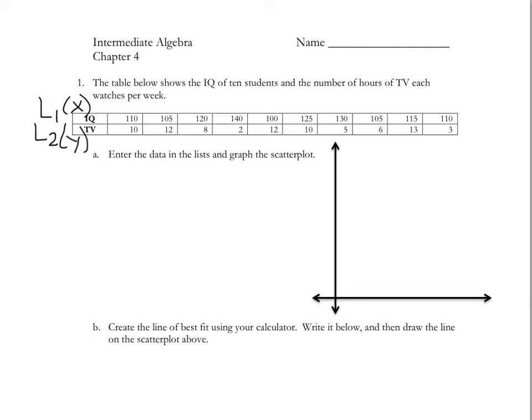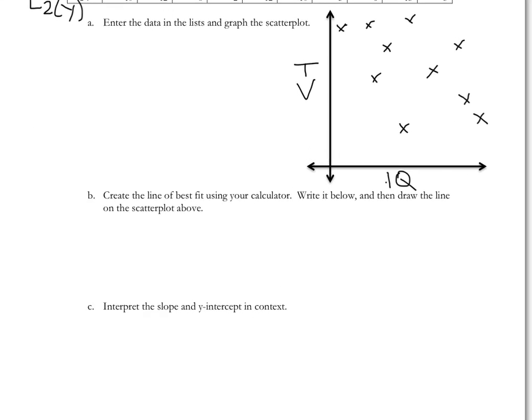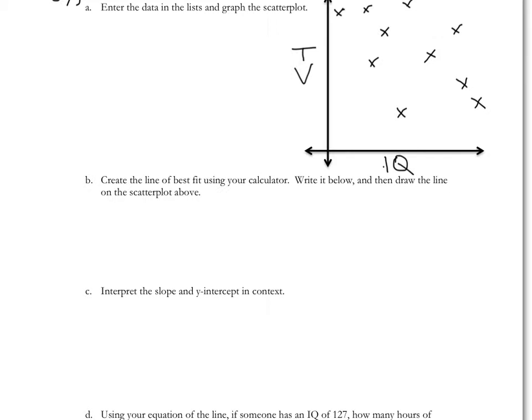I'm now going to copy what I see on my calculator as best as possible onto my scatter plot. My X is IQ, so I'm going to label my x-axis IQ, and my Y is TV. So I'm going to make sure that I label them. I now need to create the line of best fit and then write it in spot B.